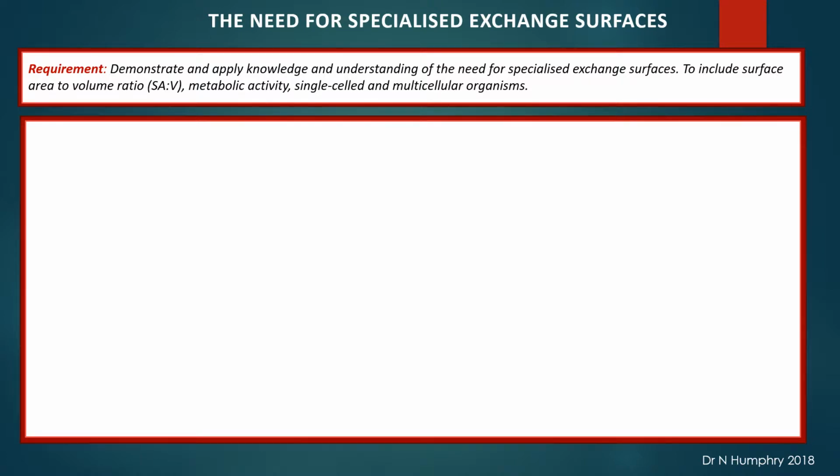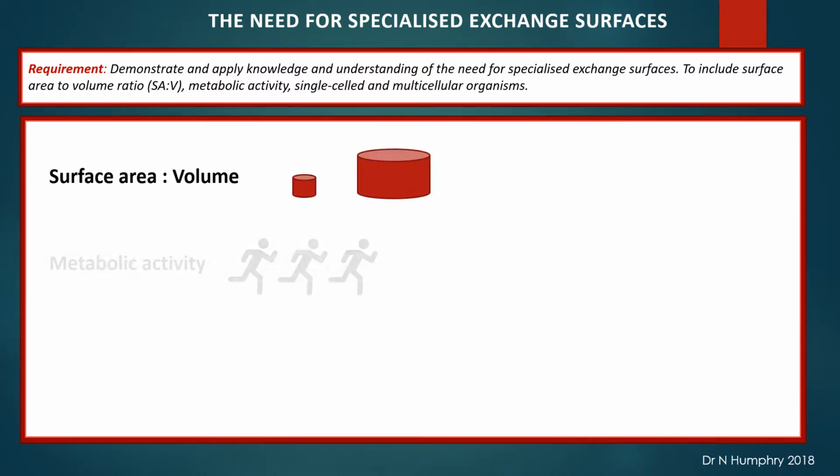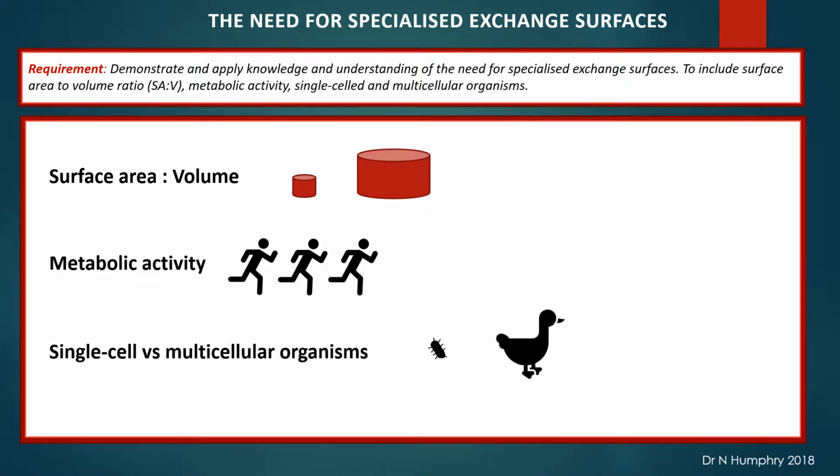As well as understanding the need for specialised exchange surfaces, you need to relate this need to surface area to volume ratio, metabolic activity, and single-cell versus multicellular organisms. An exchange surface is a part of an organism specialised to transfer molecules from one side to another. For example, living cells need to take in oxygen and release carbon dioxide.